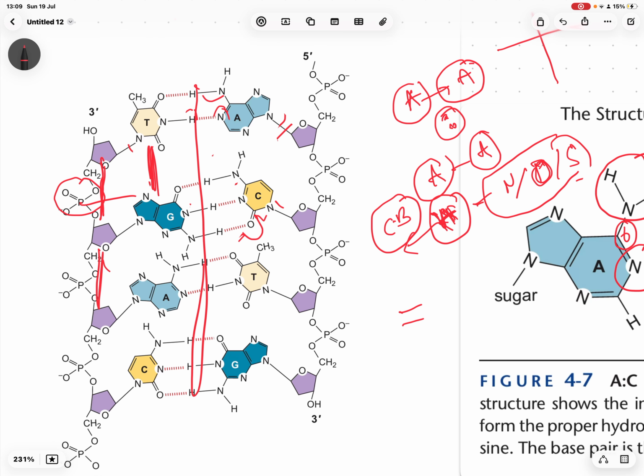So this is about the structure of the hydrogen bond, and how hydrogen bond is formed between the two DNA strands, and also the phosphodiester bonds which are covalent bonds which are present between the sugars of the same strand.